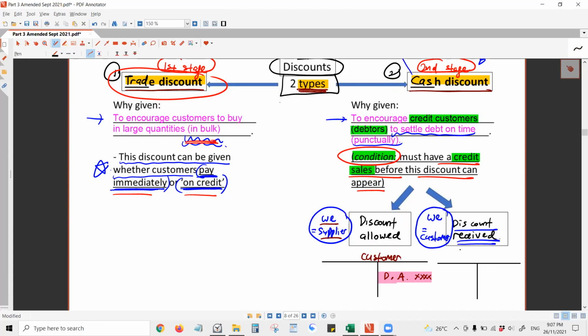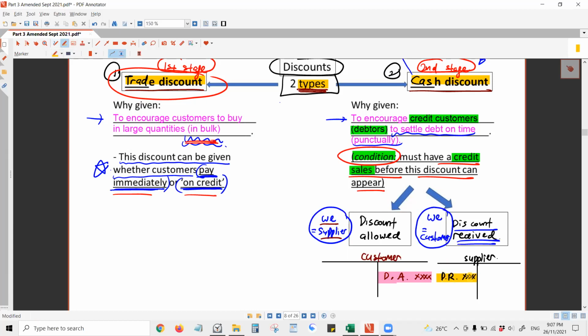Then when we are the customer, that means we have a supplier account. When we receive cash discount from supplier, it will appear here. Discount receive. This is the amount. That's where discount receive appears. It appears in a supplier's account, debit side.